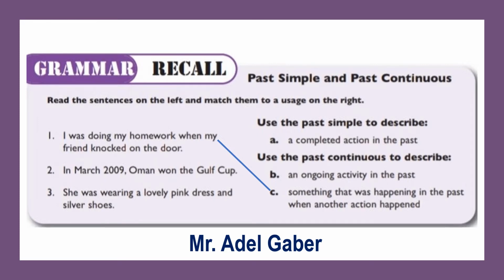Sentence number 2. In March 2009, Oman won the Gulf Cup. Yes, it's number A. A completed action in the past. Sentence number 3. She was wearing a lovely pink dress and silver shoes. It's number B. An ongoing activity in the past.